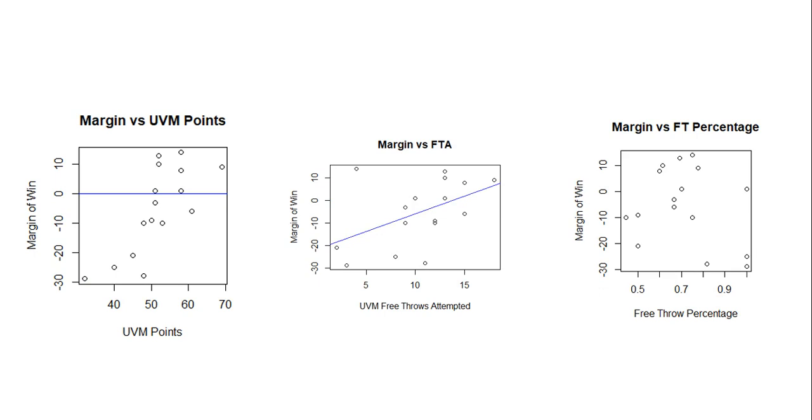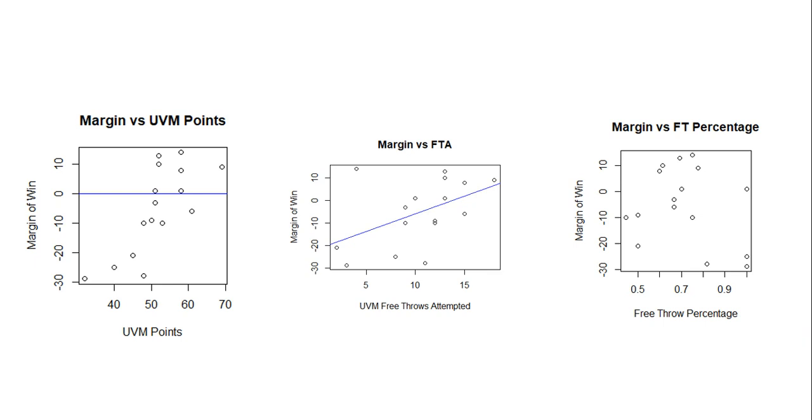Now this slide looks at the most important statistics for the Cats. As we'd expect for our defensive threshold, our points needed to win is generally above 50. So if we were scoring above 50, we had a chance at winning. And if we were scoring below 50, we were almost guaranteed to have lost.